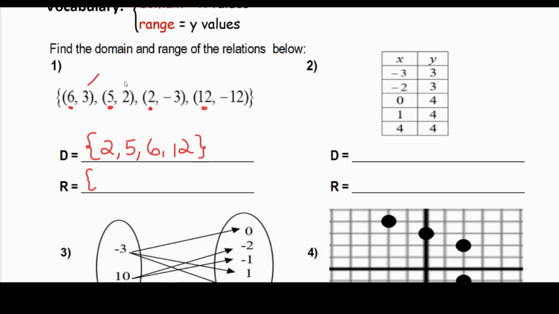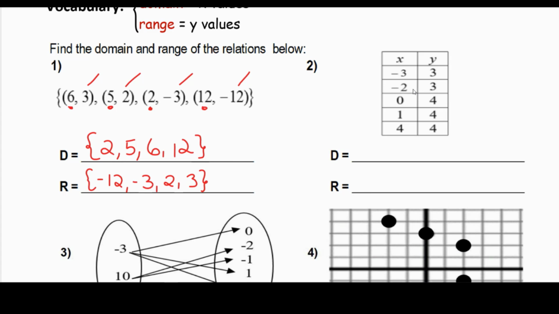Remember, range is the y value, which is the second number in each parenthesis. And we're going to start with the smallest value, which in this case is negative 12, followed by negative 3, followed by 2, and followed by 3. Very well.